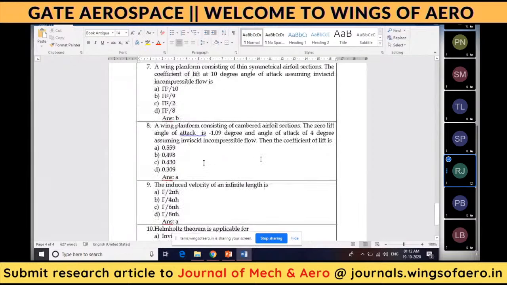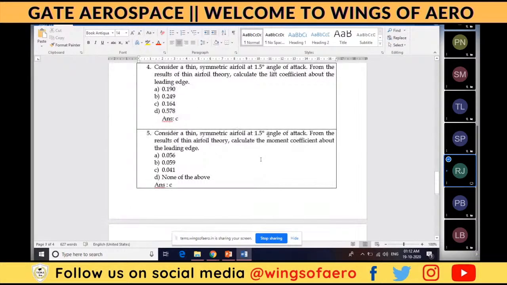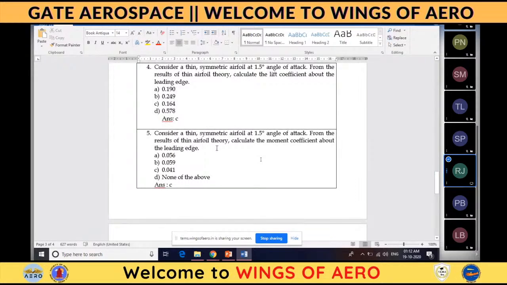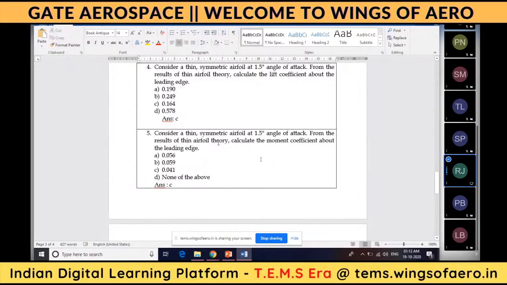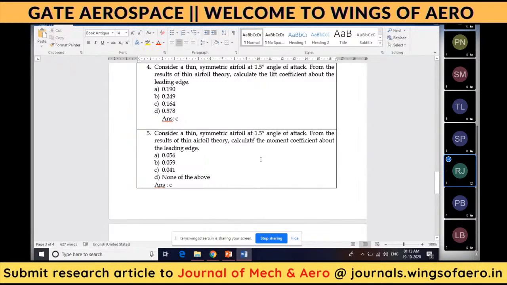Other all things, see this: consider a thin symmetrical aerofoil at 1.5 degree angle of attack. From the results of thin aerofoil theory, calculate the moment coefficient about the leading edge. So we have a formula for the moment coefficient at the leading edge. By using that formula, first we need to change the angle of attack in degrees to radians. After that, by using the formula, directly substitute and find the answer.